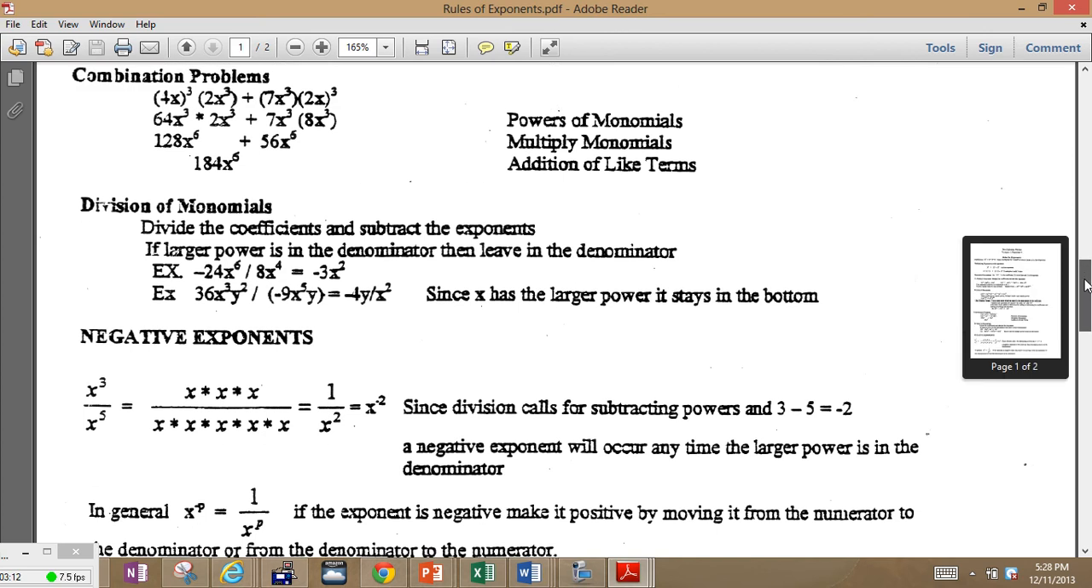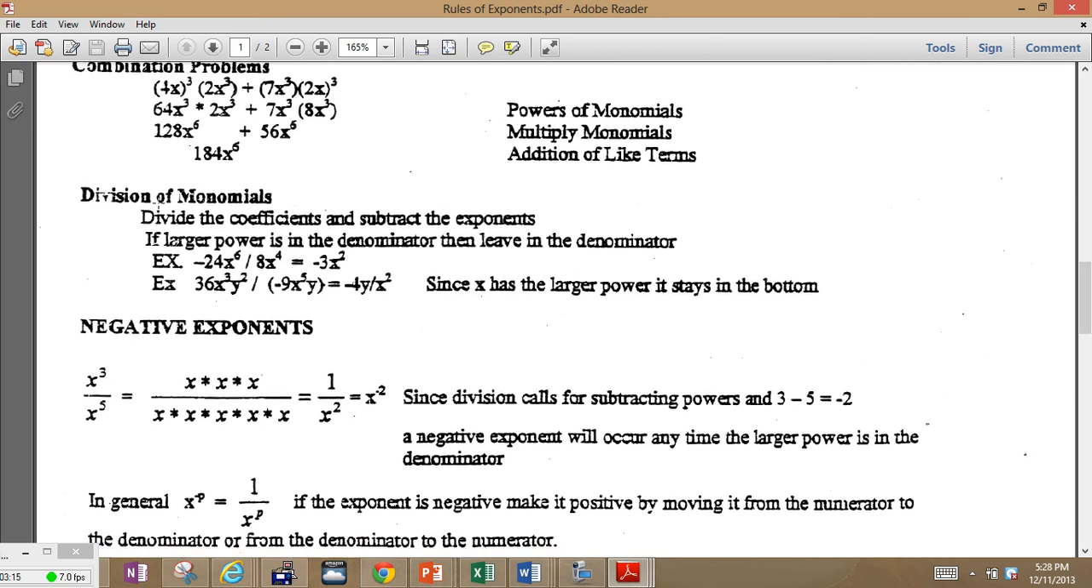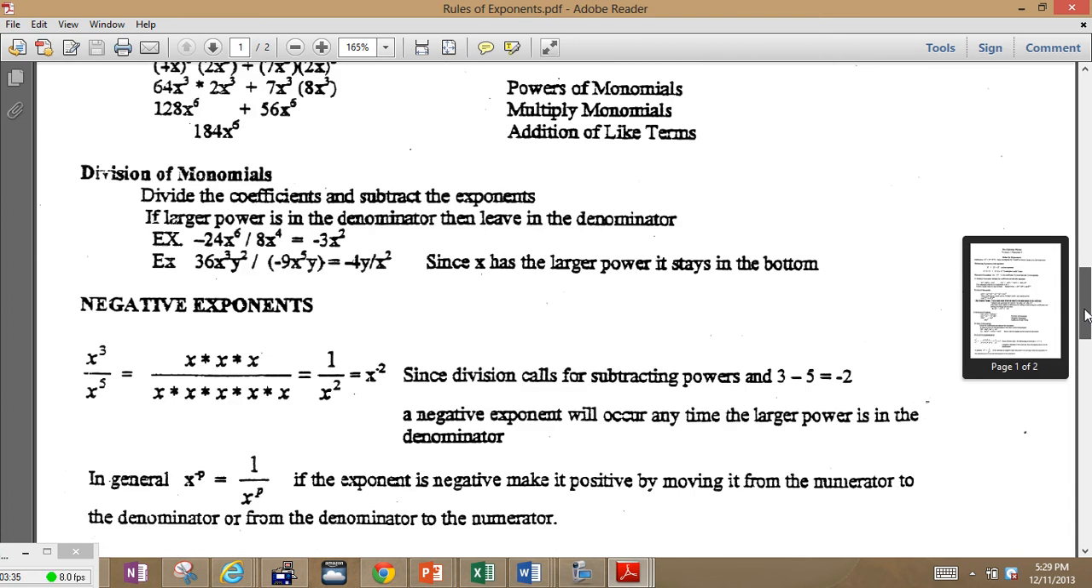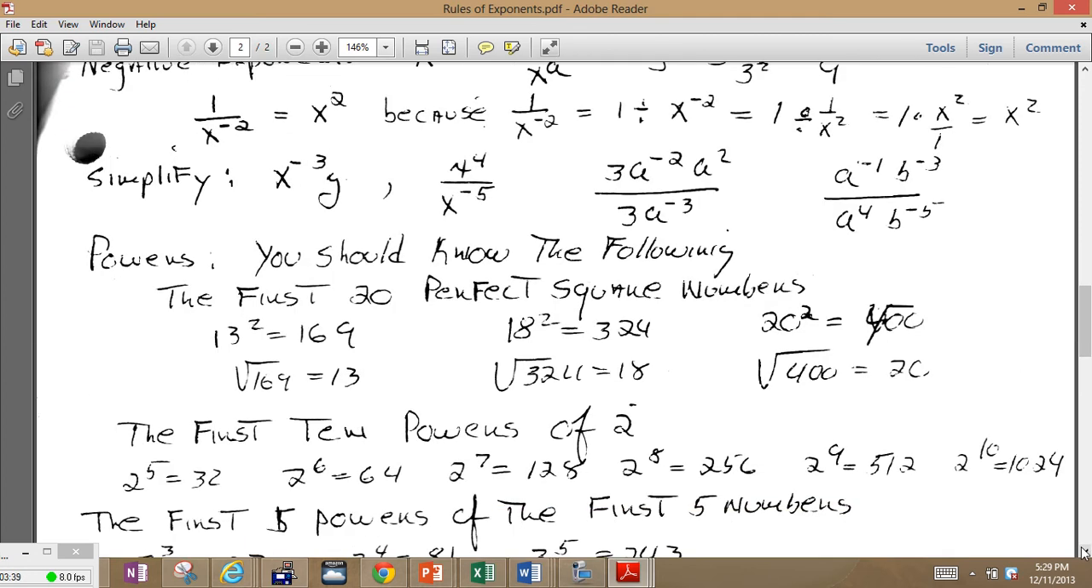This gives us the potential of having negative exponents. So invariably x cubed over x to the 5th by our rule is x to the 3 minus 5, which is x to the negative 2, okay? So the generalized rule there, x to the negative p is the same as 1 over x to the positive p. Okay? All right.